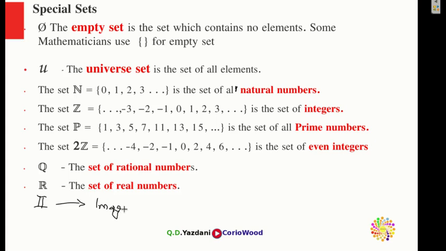Imaginary numbers. So I is for imaginary number. If you square a real number, you always get a positive or zero result. For example, if you do 2 multiplied by 2, you get a 4.